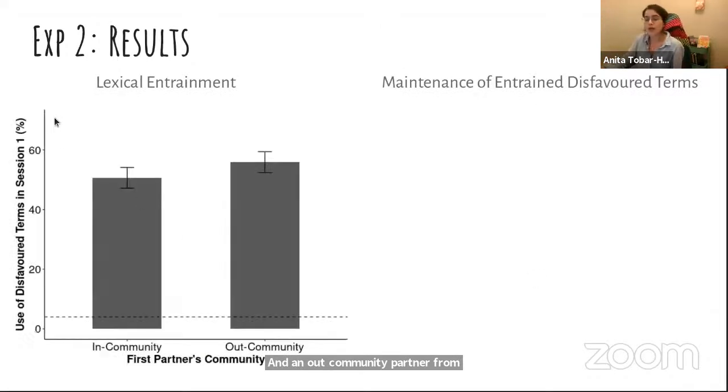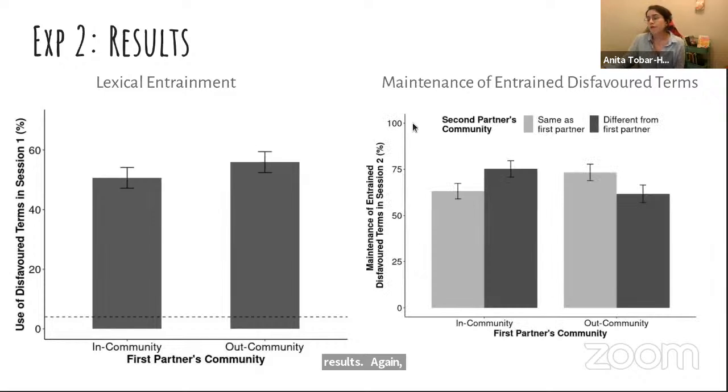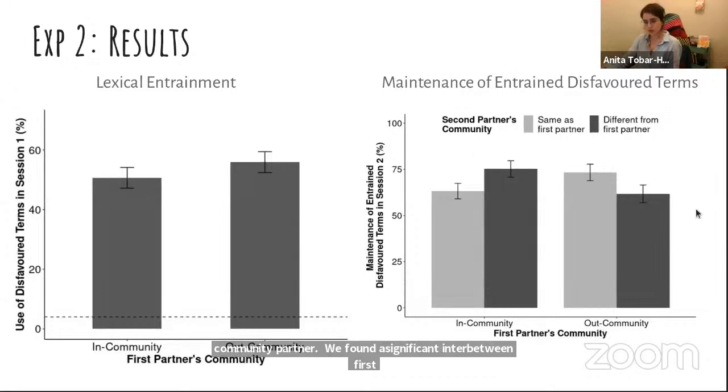Right? So we again found a lexical entrainment effect, but there was no significant difference between participants' tendency to entrain to an in-community partner versus an out-community partner. And we found, again, a significant interaction between first partner's community and second partner's community on participants' tendency to maintain an entrained term in the second session.